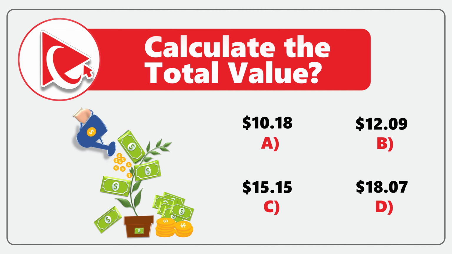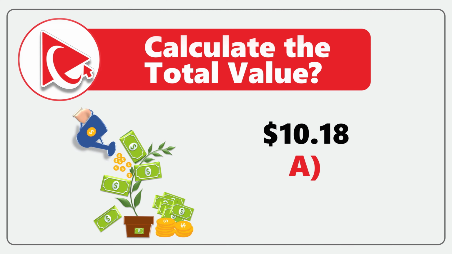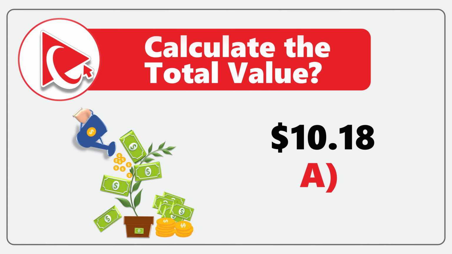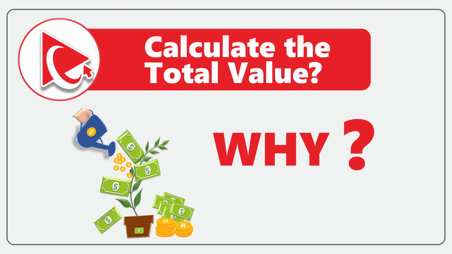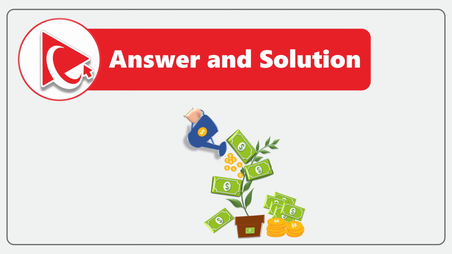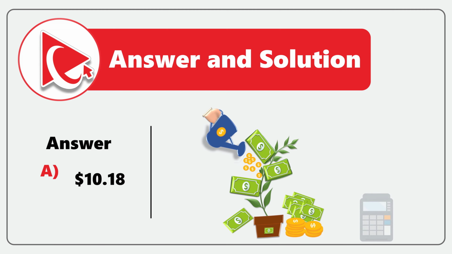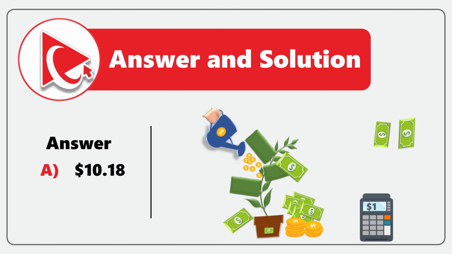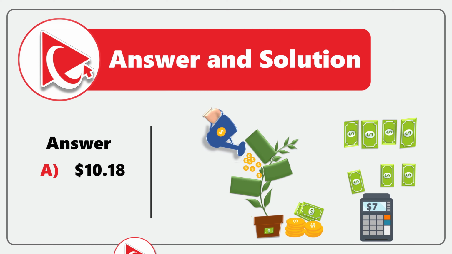I think the correct answer here is choice A, $10.18. And here's why. I counted $10 in the picture. Let's start with the top of the money tree. 1, 2, 3, 4. And then on the right, we see another group of the dollar bills. There are $5 there. Let's count them together. 1, 2, 3, 4, 5.